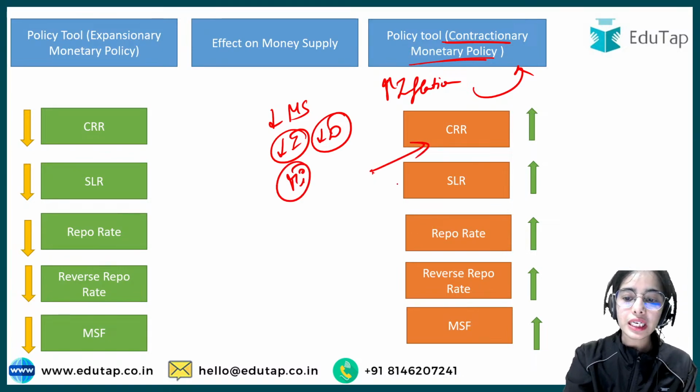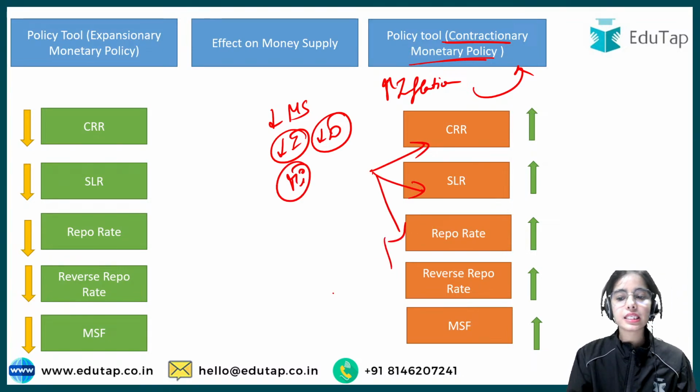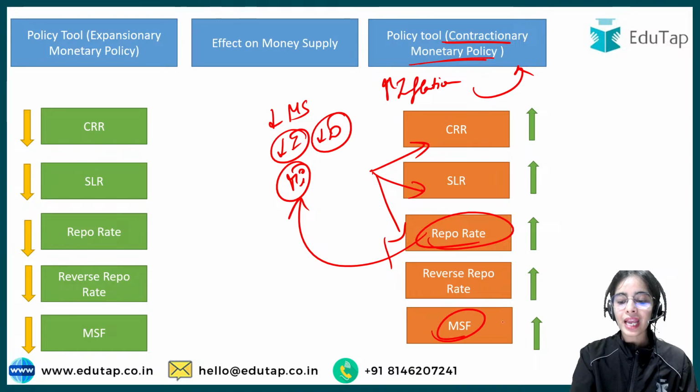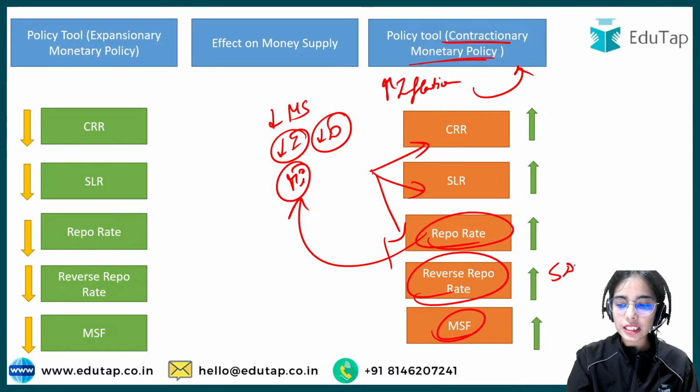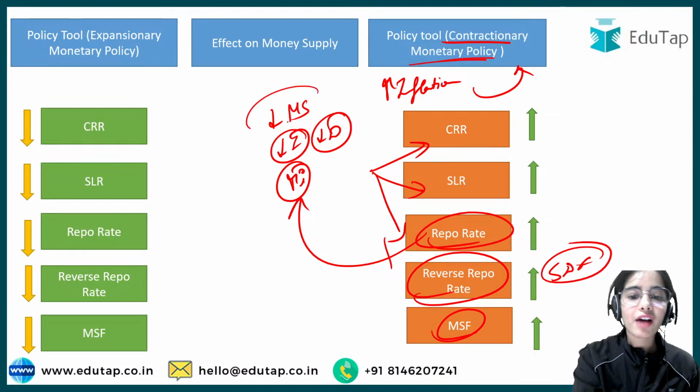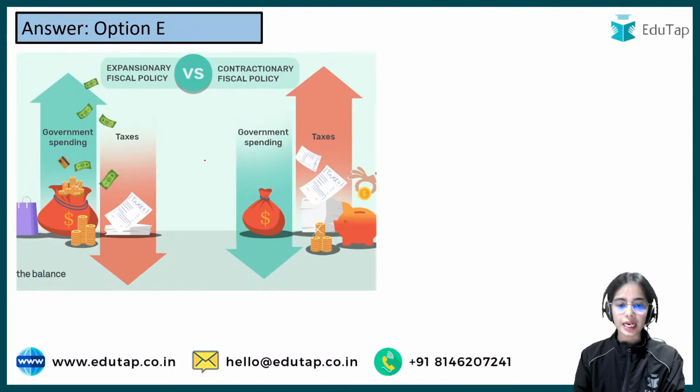So RBI will do the opposite, that is increase the CRR, SLR so that the banks have less money to lend, increase the repo rate so that the interest rate can be increased in the economy, and increase the MSF rate, increase the SDF so that the banks have the incentive to deposit with the RBI, so they have less money supply to lend. So this is the idea.